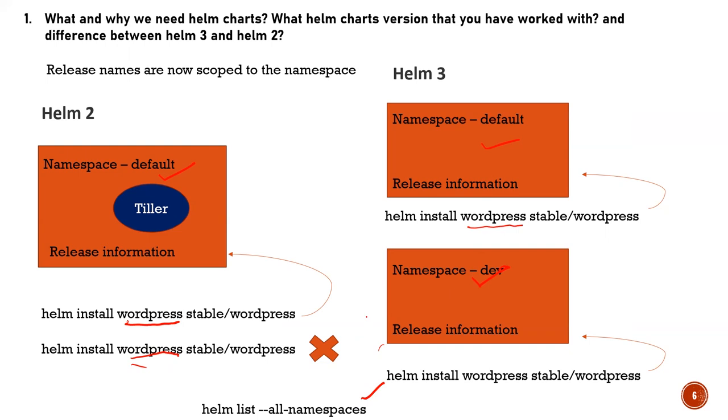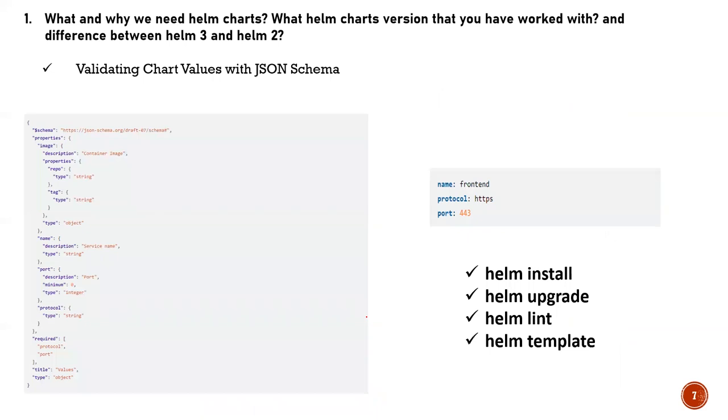But in Helm 2, once you have used a release name, you can't repeat that release name, even in a different namespace. Moving on, the next difference is that in Helm 3, we have the values.json schema file, by using which you can validate your values.yml. Because in a Helm chart, values.yml is very, very important.